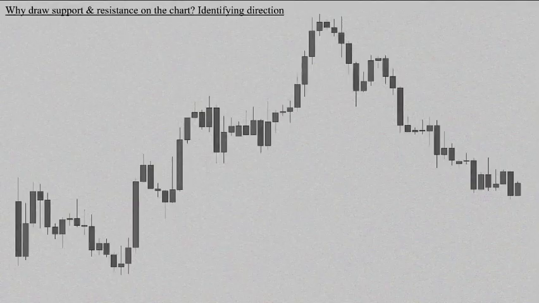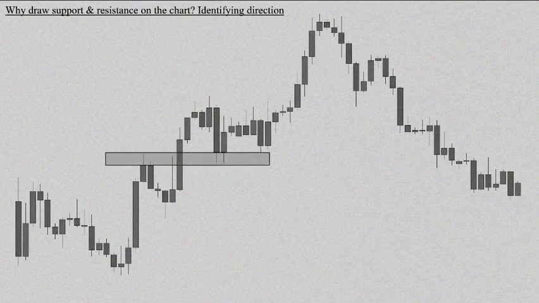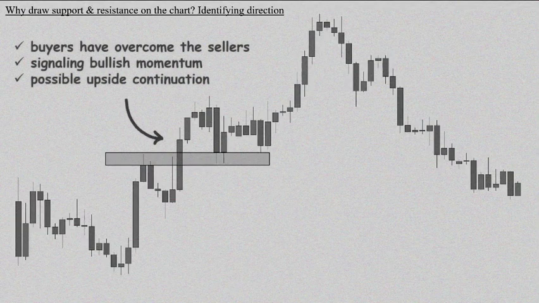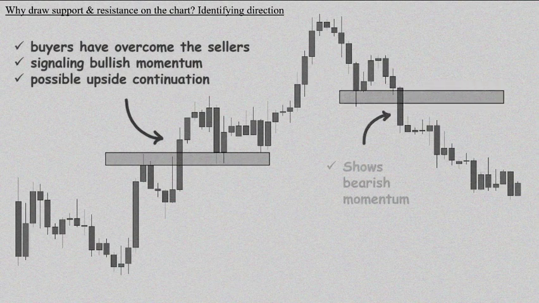Number 2. Identifying the market direction. When the price breaks through a resistance level, it shows that the buyers have overcome the sellers, signaling bullish momentum and possible upside continuation. Similarly, breaking below a support level shows bearish momentum, so we want to trade with the dominant trend. Identifying the direction is the first thing we do when we open the candlestick chart.